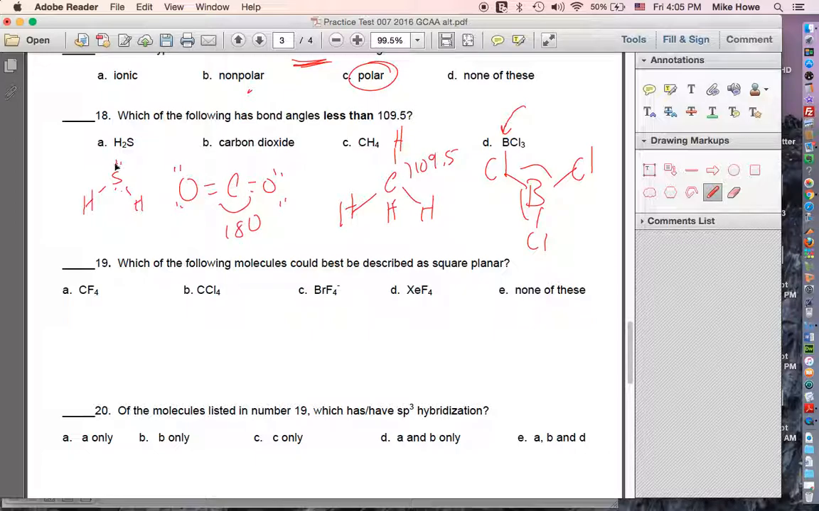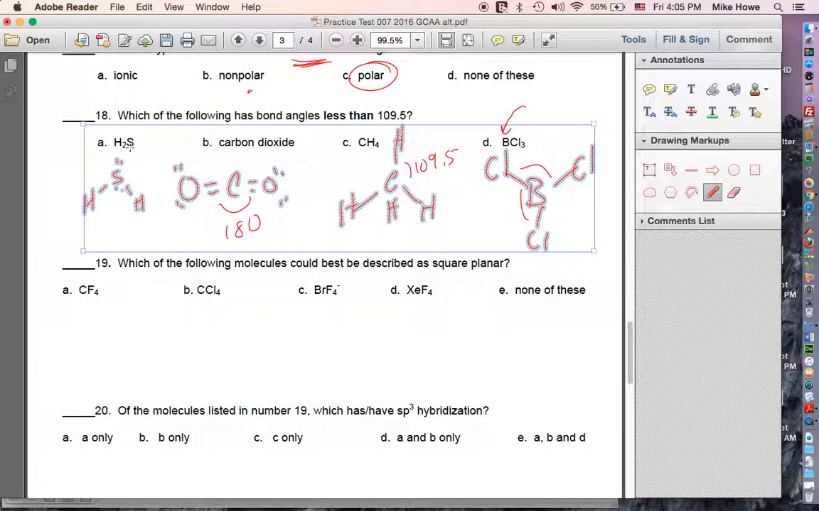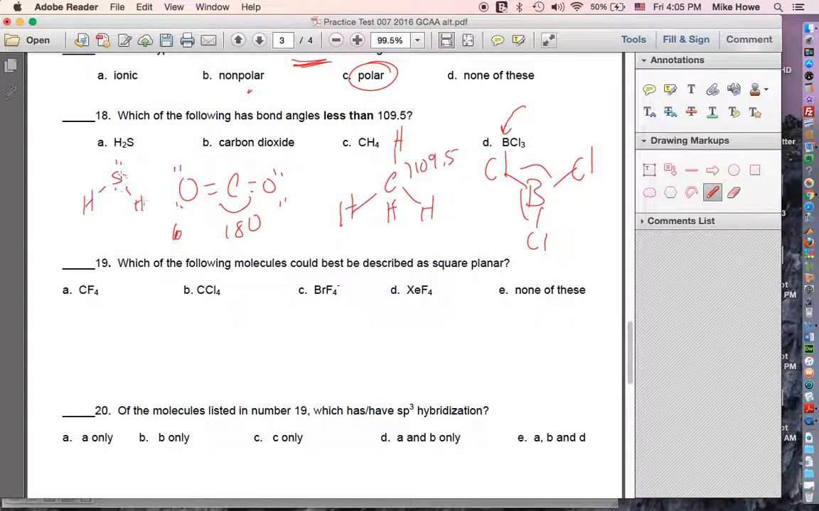But here, the unshared pairs, they tend to spread out a little bit. So the unshared pair up here spreads, and that spreads too. Since they spread out, that pushes these bond angles down a little, these bonds here a little bit closer to each other and makes the bond angle go down to about 104.5. And that's your answer, A.